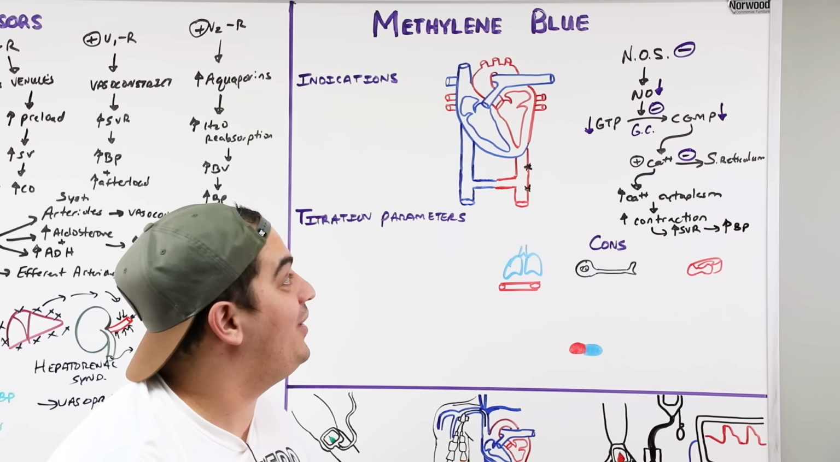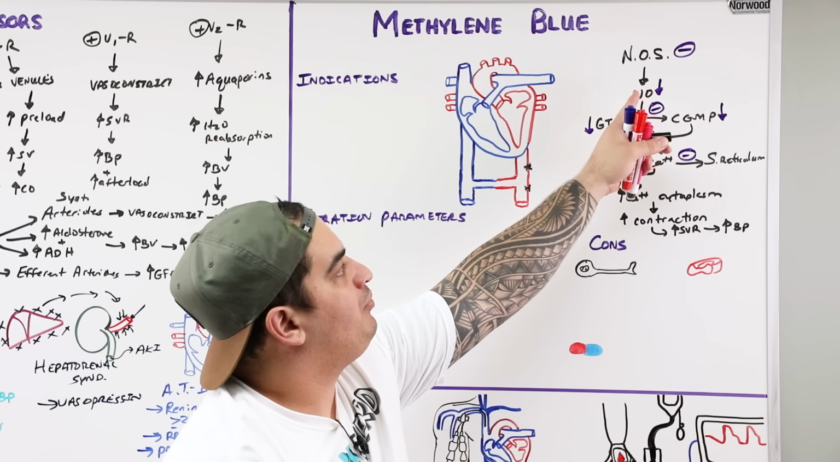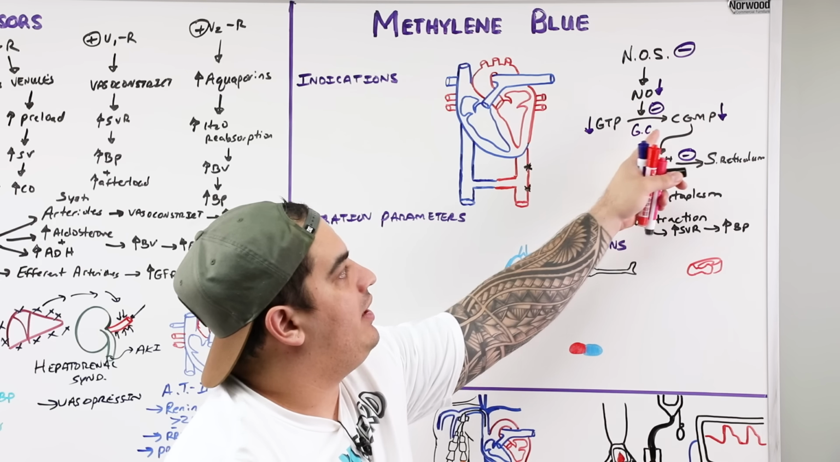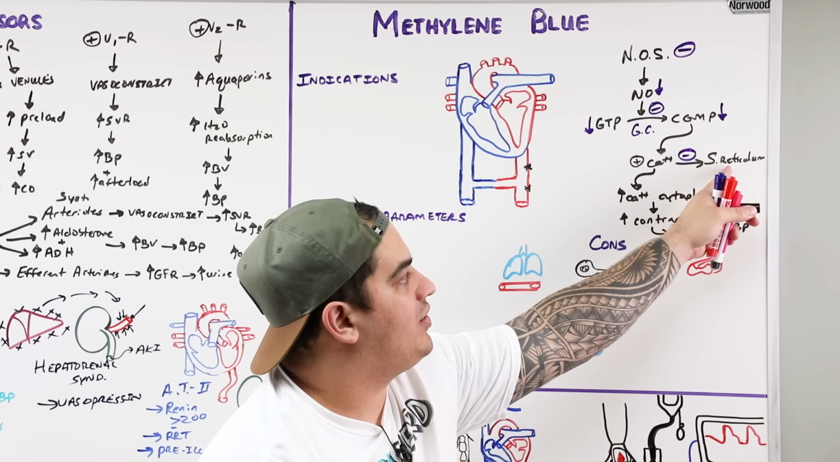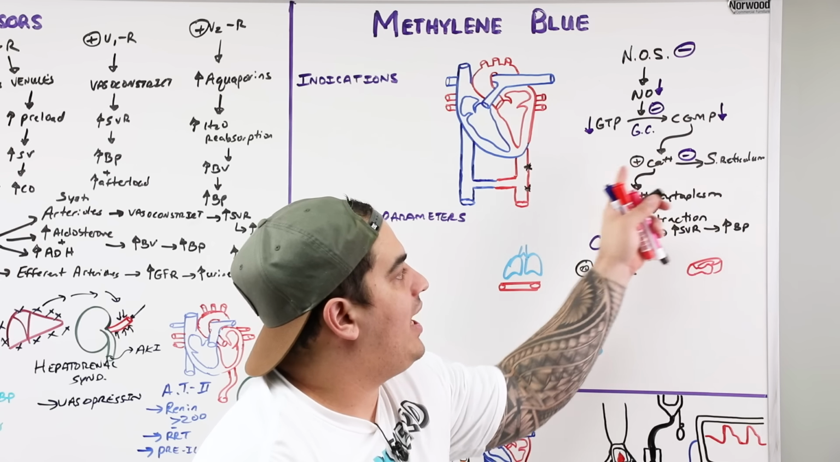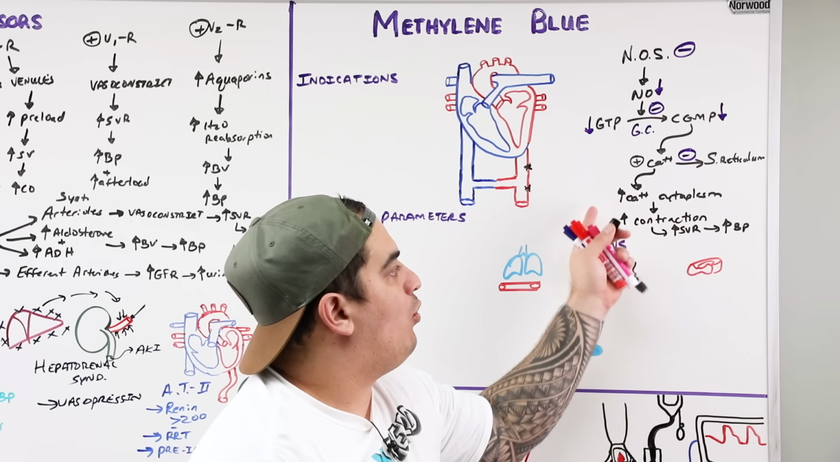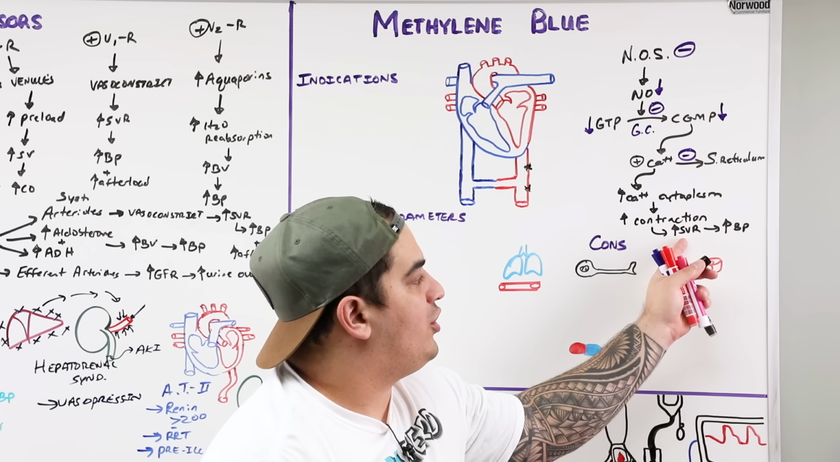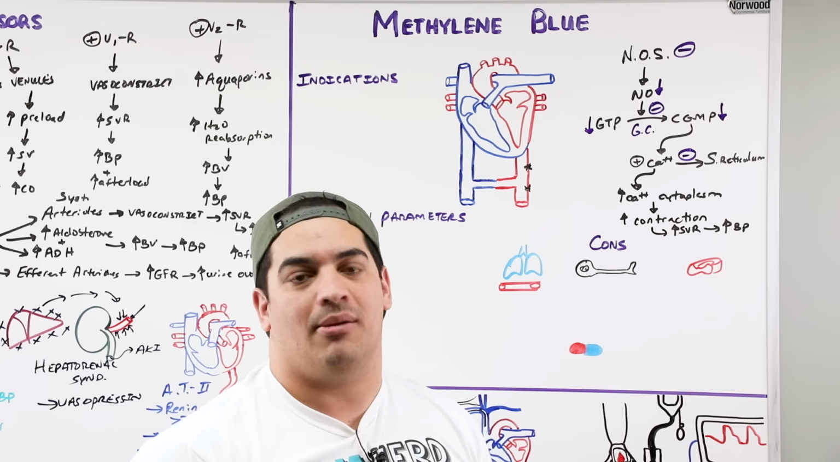That is how this drug works. So again, methylene blue inhibits nitric oxide synthase, inhibits the conversion of GTP to cyclic GMP, inhibits the calcium being put into the sarcoplasmic reticulum, keeps the calcium in the cytoplasm, binds to more sarcomeres, increases more contraction, causes vasoconstriction, which leads to an increase in systemic vascular resistance and increases your blood pressure.